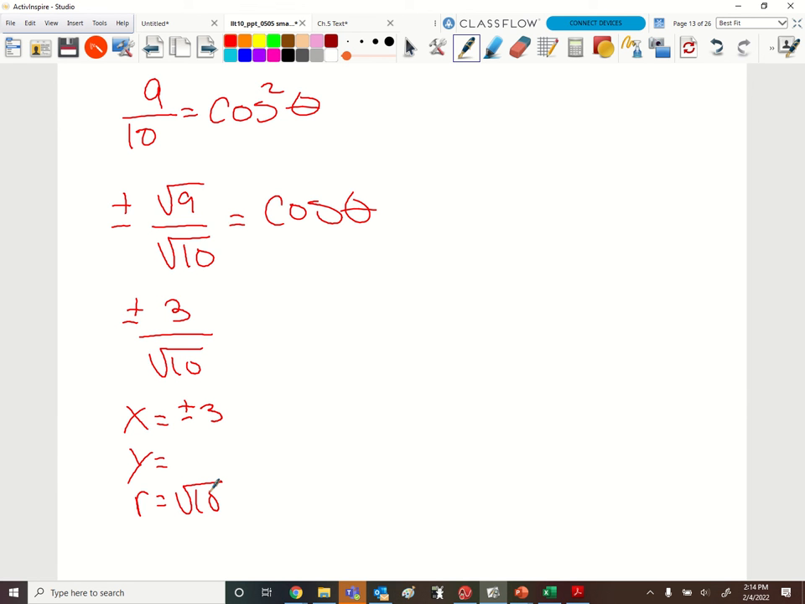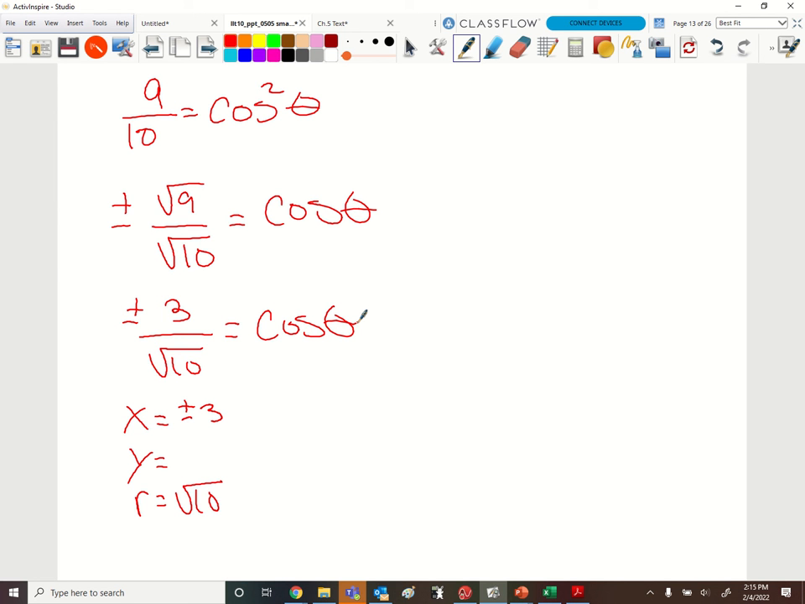That's all I had to do. All I had to do is actually get to this point right here where it's cosine of my angle. Because we know cosine is always x over r, so I know my x value, I know my r value. Can we find the y value? Yes, we can find the y value, can't we? How would we find the y value?